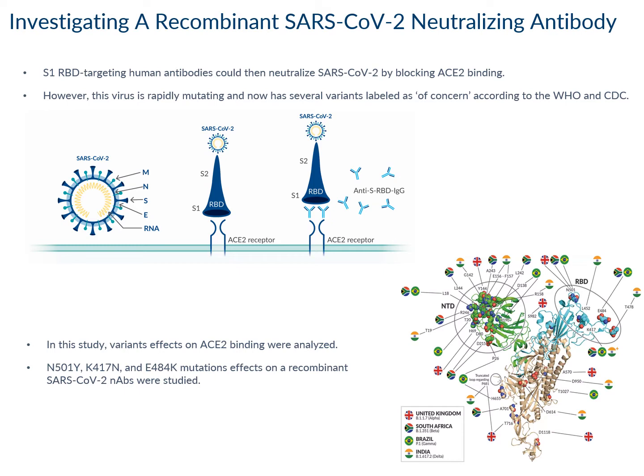In this study, variants effects on ACE2 binding were analyzed, specifically N501Y, K417N, and E484K S1 RBD mutations effects on a recombinant SARS-CoV-2 neutralizing antibody were studied.